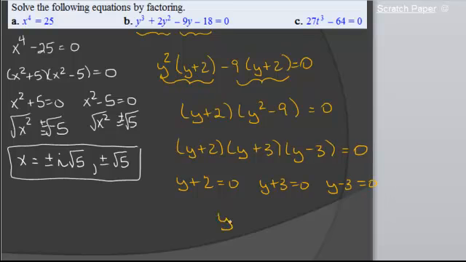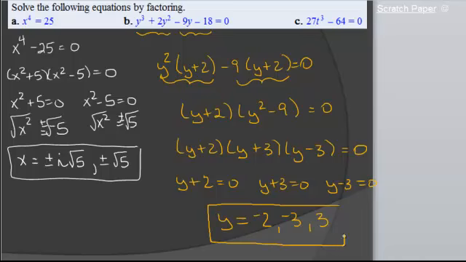And we solve them. If you move that 2 over, you get a negative 2. Move this 3 over, you get a negative 3. Move this 3 over, and you get a positive 3. These three solutions do satisfy that equation.